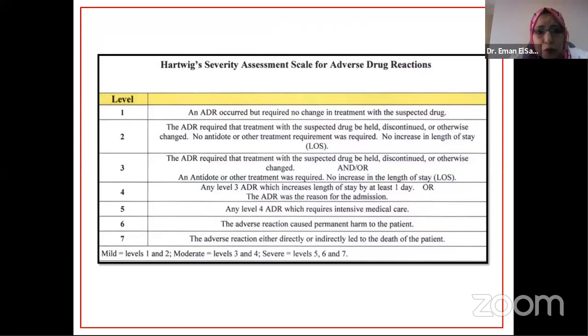Another scale, Hartwig's Severity Assessment Scale. This assesses the severity of the ADR. They give 7 levels: level 1 and 2 mild, level 3 and 4 moderate, and levels 5, 6, 7 severe. If the ADR occurred but required no change in treatment, maybe a harm happened, and this harm has a degree. Maybe it led to permanent harm, or maybe to death. All of this has grades or levels of severity.